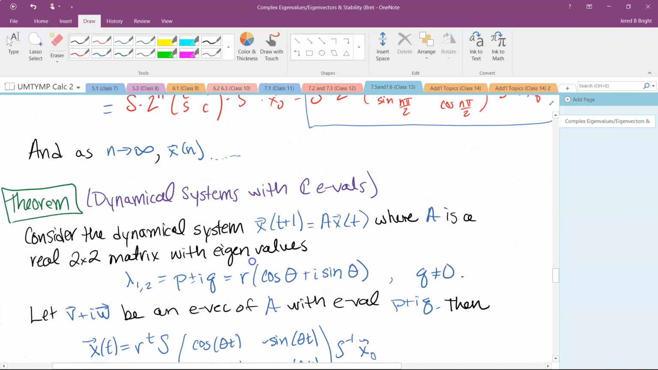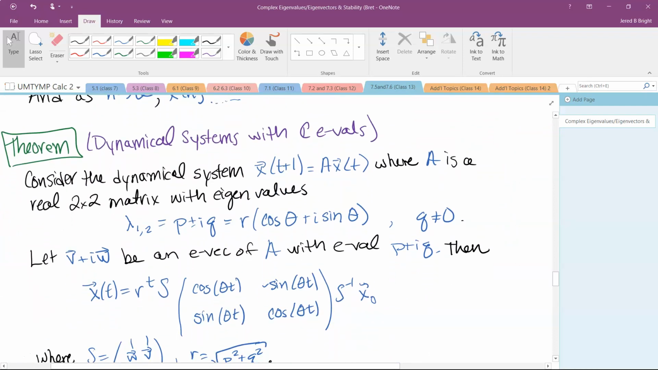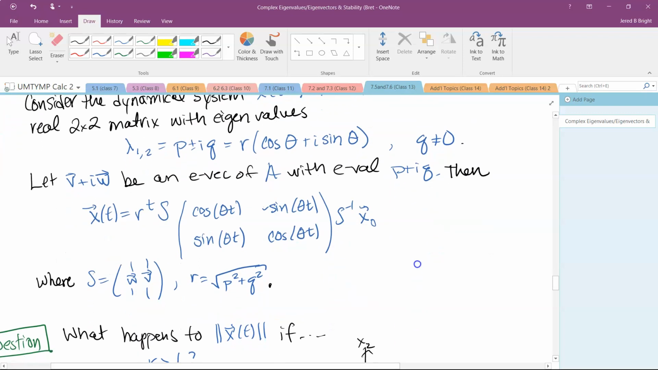Not a good thing, but anyway, that result is captured in this theorem. So if we have a dynamical system, we have x of t. To get the next iteration, we have to take a matrix times the current iteration, and we have complex eigenvalues with associated eigenvectors, right? Then we can write x of t as r of t, I'll explain what r of t is in a moment here, times S, and then times that matrix form, that rotation scaling matrix.